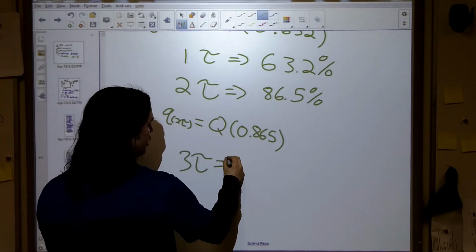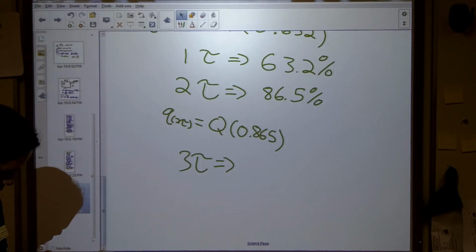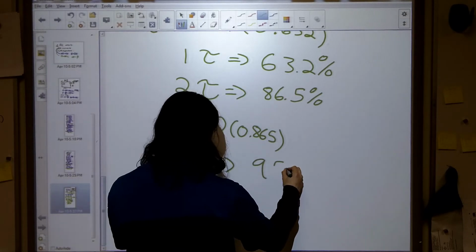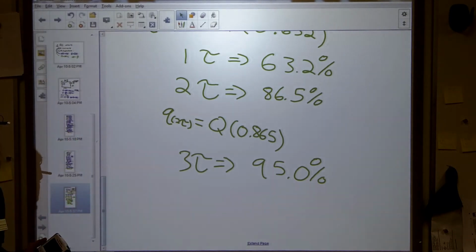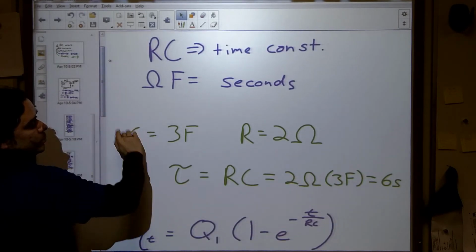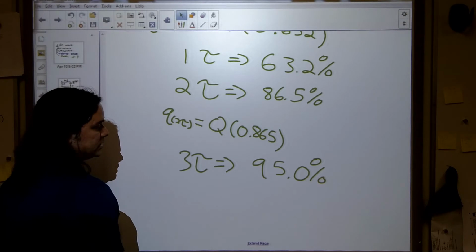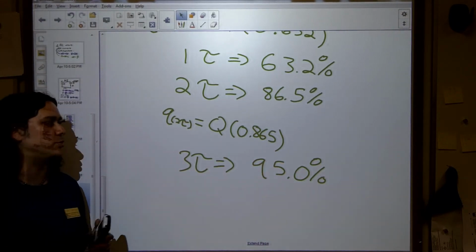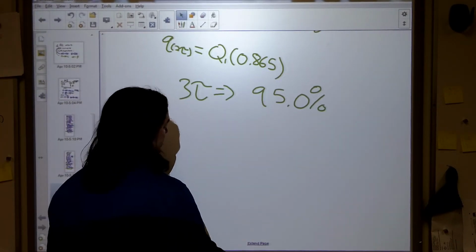After 3 tau, 3 time constants, we end up with e raised to the negative 3, 1 minus answer, equals 95.0%. After 3 time constants pass, whatever your time constant is, for our circuit, the random thing that I made up is 6 seconds. So after 18 seconds, 3 tau, 3 times 6 seconds, 95% of my capacitor is charged. I'm up to 95% of the total charge that will end up on that capacitor.